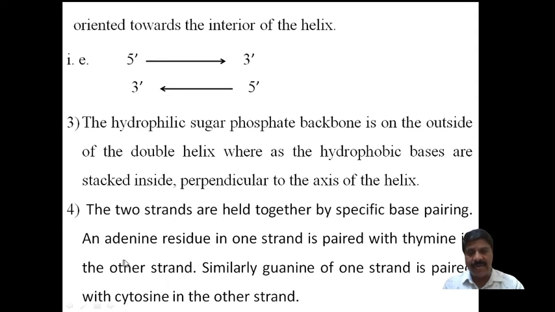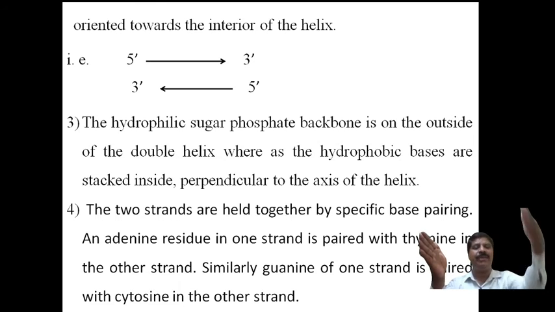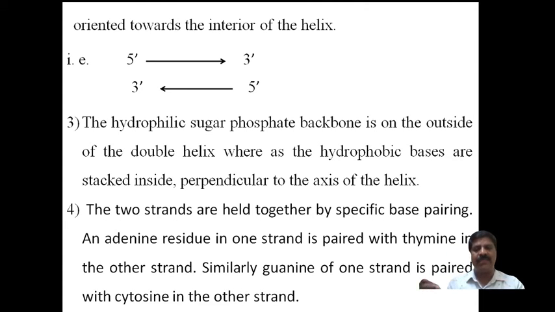Say an adenine residue in one strand is paired with thymine. I already told you, in one strand, and similarly guanine in one strand is paired with cytosine of the other. Here, one strand will have adenine, and the other will have thymine. This interaction is in an anti-parallel manner. Therefore, due to the anti-parallel orientation, they interact with each other and give the backbone structure.